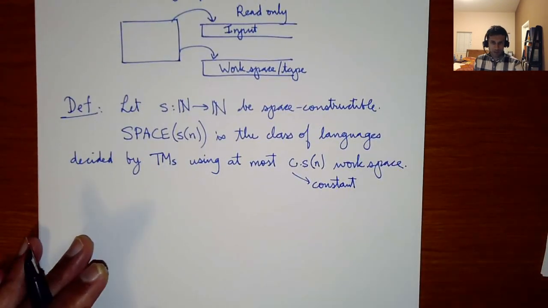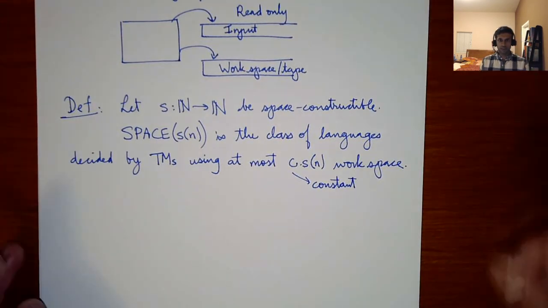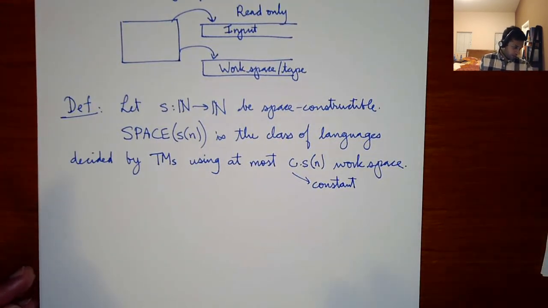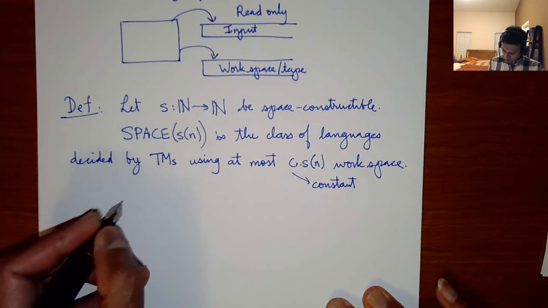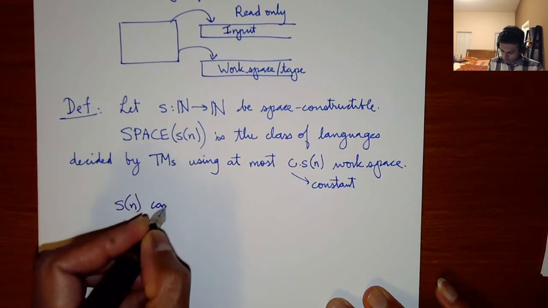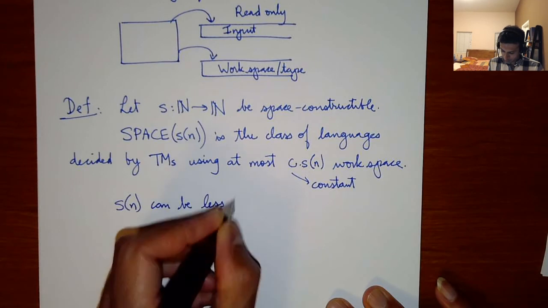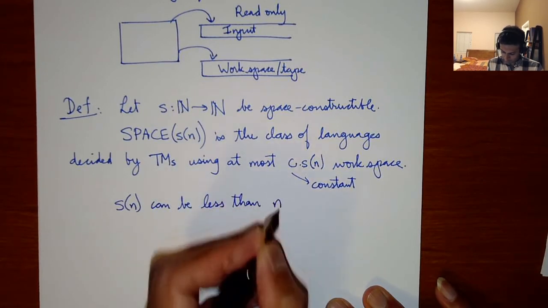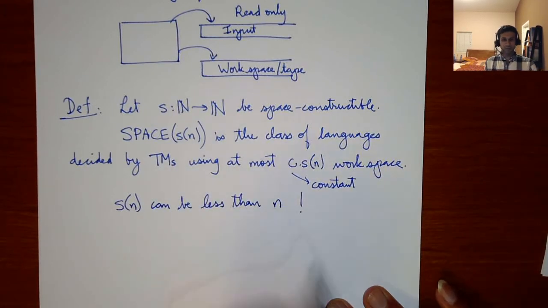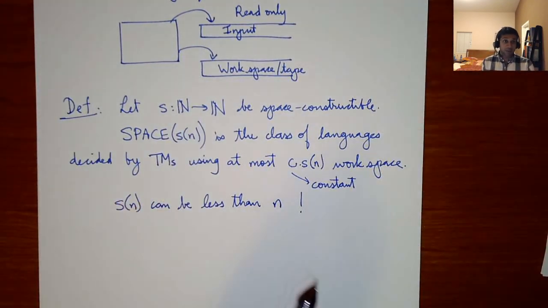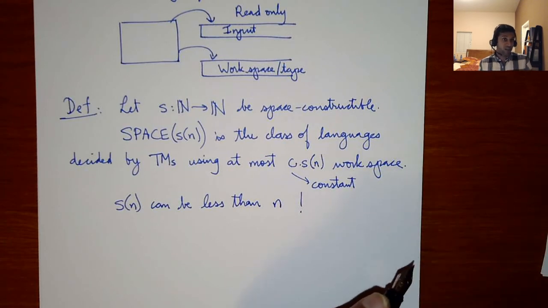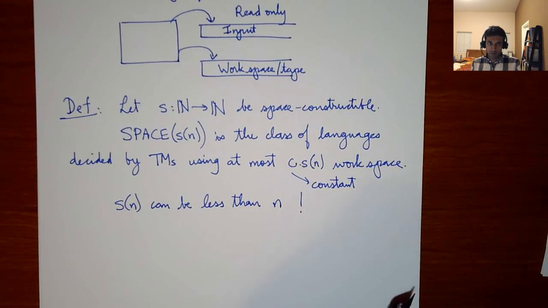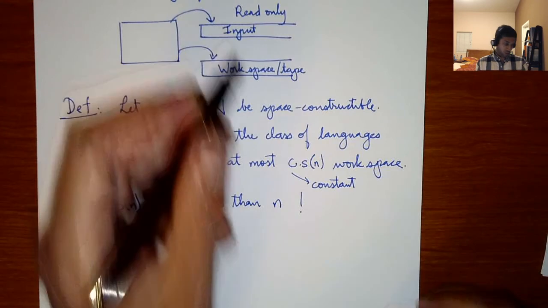Now, the reason why this becomes interesting, the notion of an input tape and a work tape, is that S of n can be less than n. I didn't put the exclamation mark there because I don't want you to think n factorial. The workspace could actually be less than the input itself. So we can think about the workspace being so small that you can't even write the input on the workspace. But of course, you can read the input.